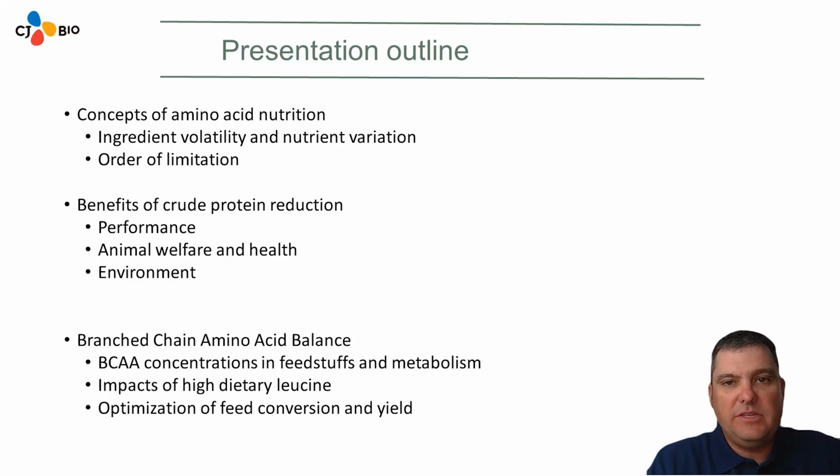And then we'll wrap up the presentation discussing some recent advances in branched chain amino acid nutrition and balance in poultry, following up on what our colleagues on the swine side have done, really looking at the branched chain concentrations within the feedstuffs, the metabolism, and the impacts that elevated levels of dietary leucine can have on valine and isoleucine from the standpoint of optimization of feed conversion and breast meat yield and carcass yield.